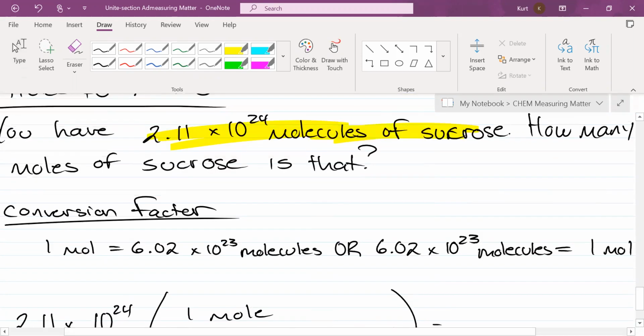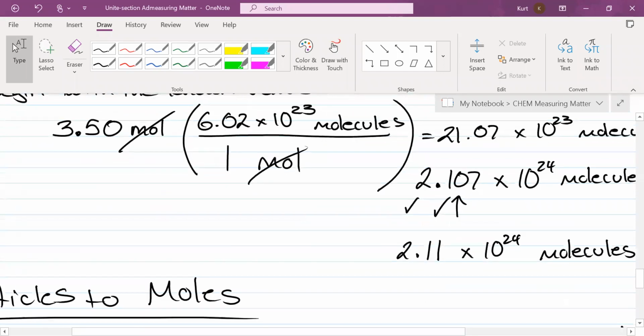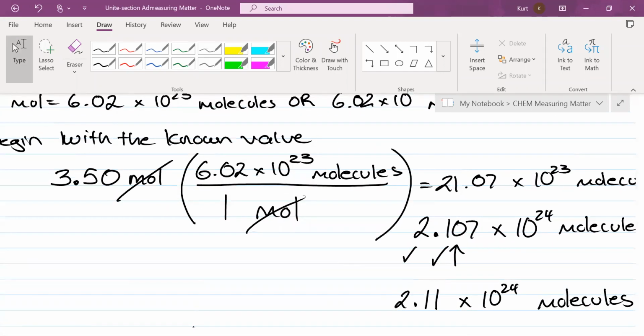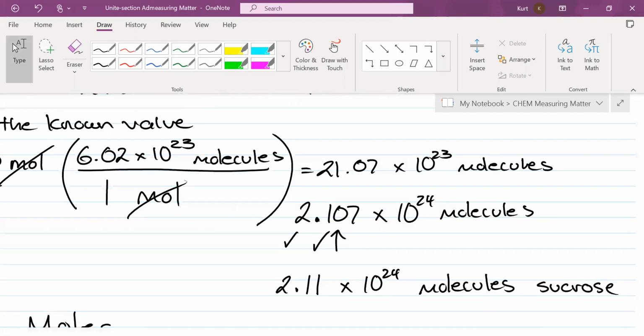If you look at the previous problem that we did, we converted 3.5 moles into molecules, and so we had to do 3.5 times Avogadro's number, which I was a little busy with everything going on here, so I'll ask you guys that tomorrow as you walk in. What is Avogadro's number? You need to know it. We did 3.5 times 6.02 times 10 to the 23rd, and that got us 21.07 times 10 to the 23rd molecules.